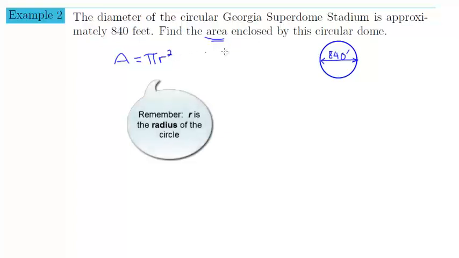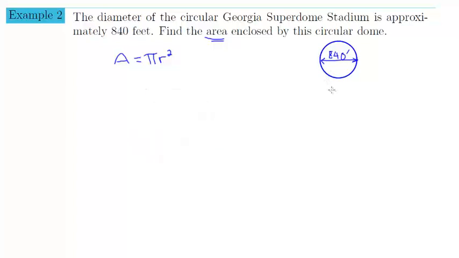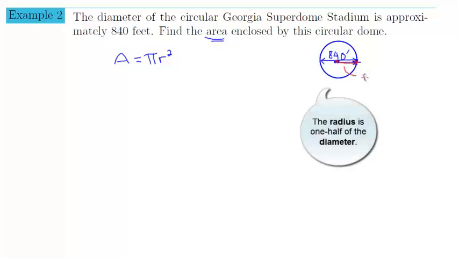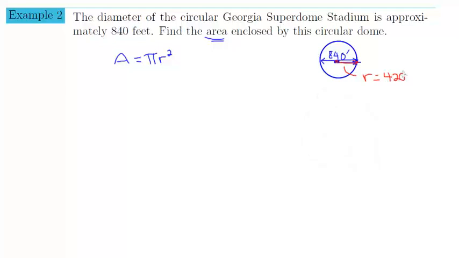Oh, so that tells me we have to do one more thing over here with our circle diagram. We're given the diameter, which is the whole distance across, 840 feet. What we want is the radius, which is halfway across, the distance from the center to any point on the circle. So the first thing we need to do is calculate that, and the radius is just going to be half the diameter. So the radius of this circle is 420 feet. And we are good to go and find the area of this problem.